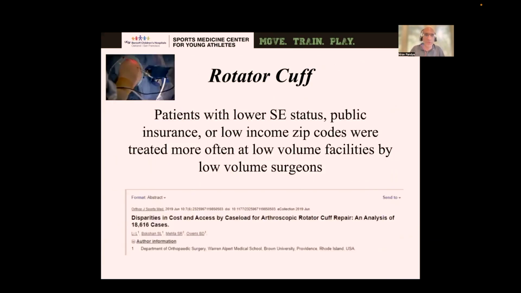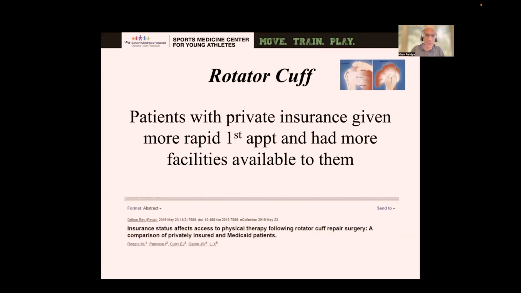Let's go to the upper extremity. This is another disparities in care study that looked at basically arthroscopic rotator cuff care and actually found that patients with lower socioeconomic status, public insurance, or low-income zip codes were treated more often at low-volume facilities by low-volume surgeons.